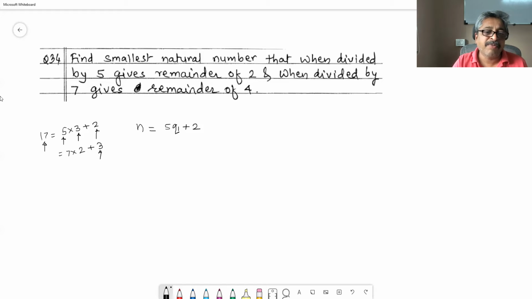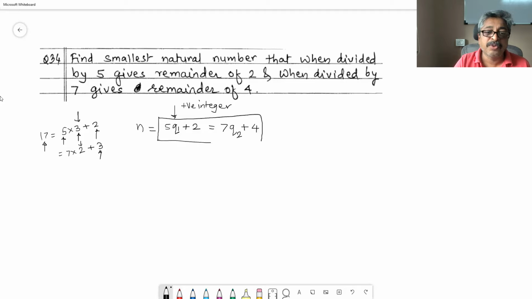So the number when divided by 5 leaves remainder 2. That means we have got this one equation. And Q1 is what? It's a quotient, therefore a positive integer. Just as 3 is a positive integer, Q1 is a positive integer. That much we need to understand. And the same n when divided by 7, another quotient Q2 you will get, and the remainder will be 4. Now we have got these two equations, and these Q1 and Q2 both are unknown to us.